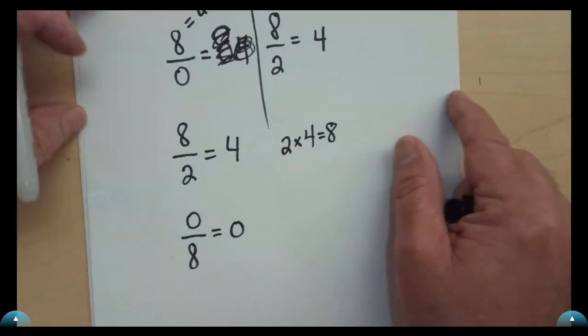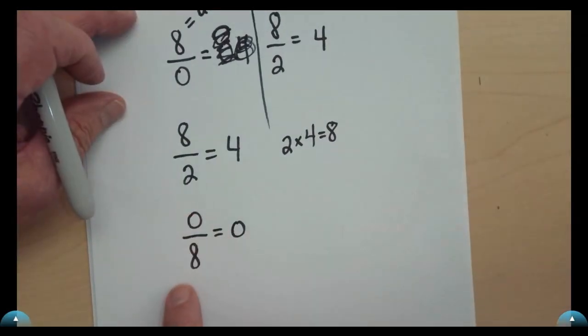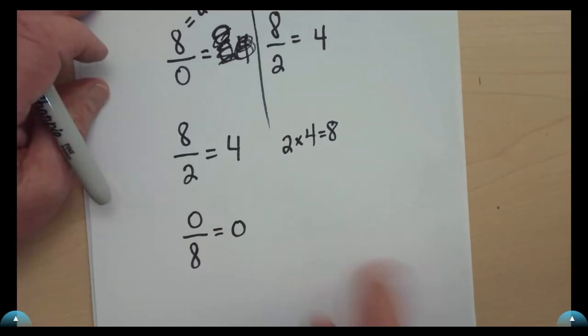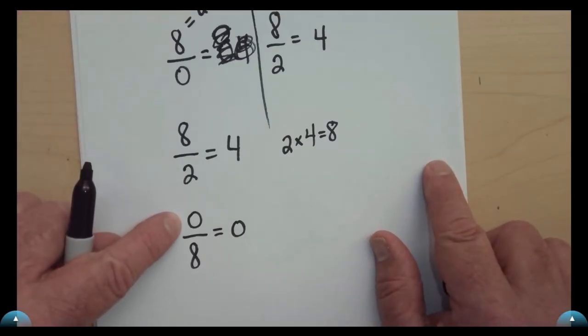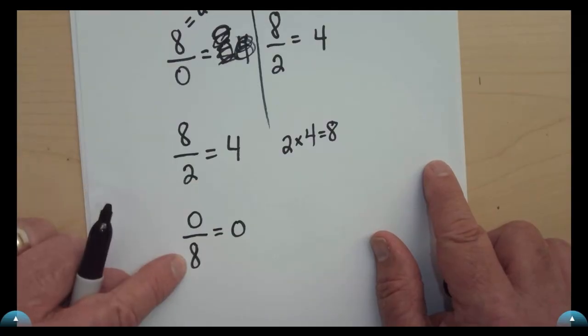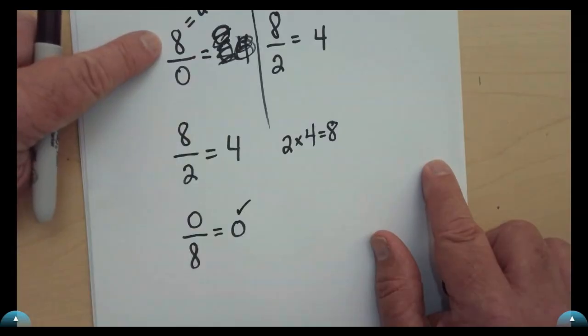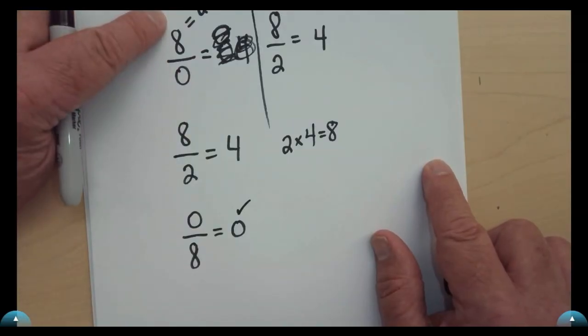That's the perfectly correct answer. Why? Because 0 divided by 8 is saying 8 times what number is 0? Well, 8 times 0 is 0. So the point is, anytime you divide 0 by a non-zero number, you always get 0 for the answer. But anytime you divide any number by 0, it's always undefined.